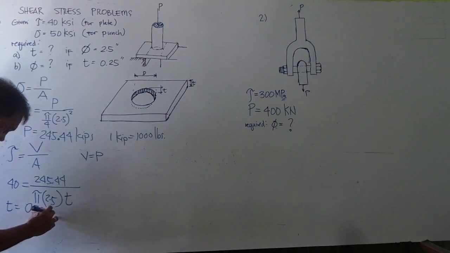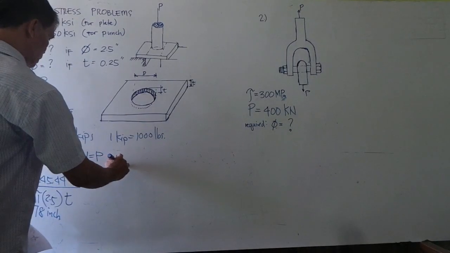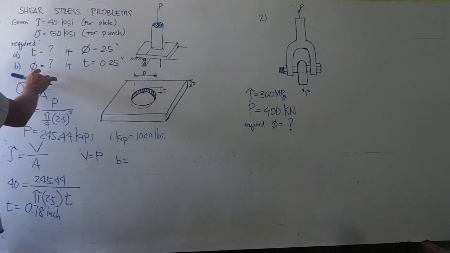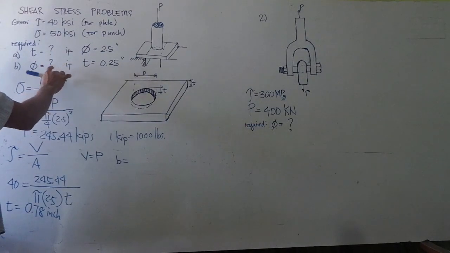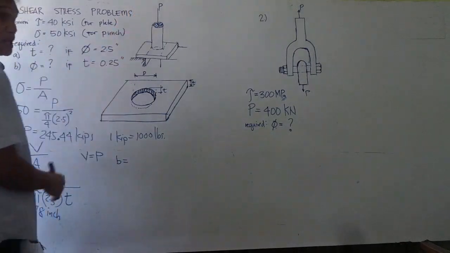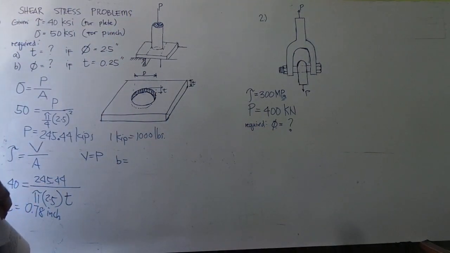0.78 of an inch. So that's the answer to question A. So in question B, the same formula that we have, only the thickness changes. We are required to find the diameter if the thickness is 0.25. So, meaning to say, the load is the same. So what is now the diameter of the hole, the maximum diameter of the hole that can be found if the thickness is 0.25.